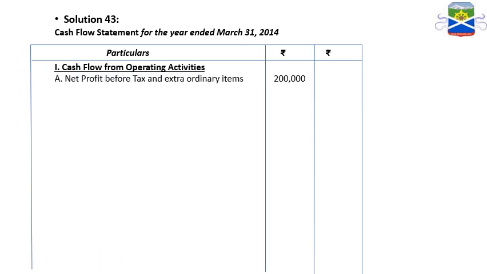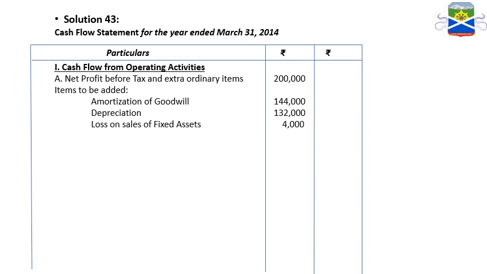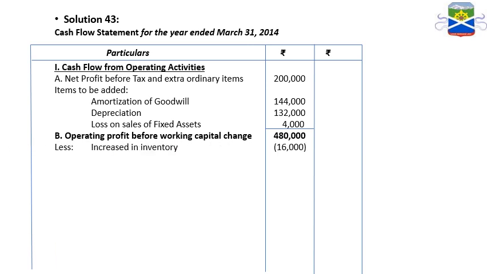First we have cash flow from operating activity. We have net profit before extraordinary items of 2 lakhs. If you take the difference between 4 lakhs and 6 lakhs, you will get 2 lakhs. Then items to be added: we have amortization of goodwill, because if you check, the goodwill value has decreased, 1,44,000. Depreciation, as we worked out in the workings, 1,32,000. Loss on sales of fixed assets 4,000. Now we get the operating profit before working capital changes, 4,80,000.